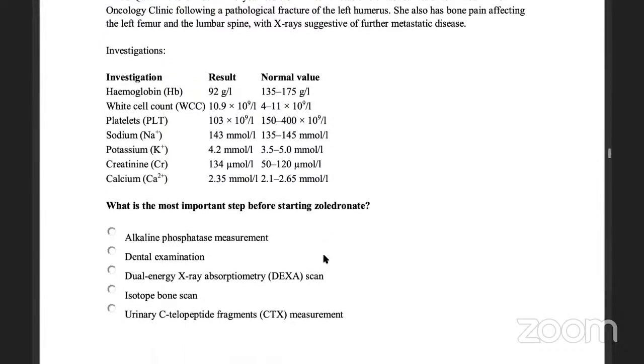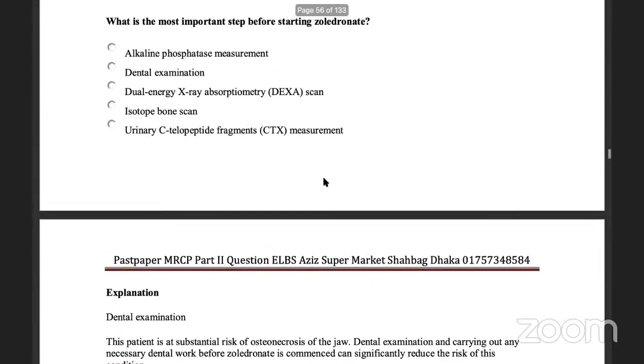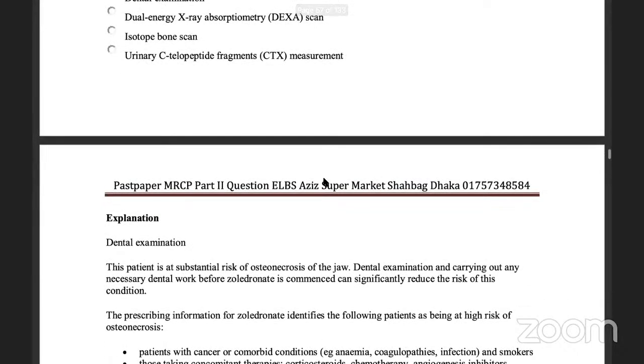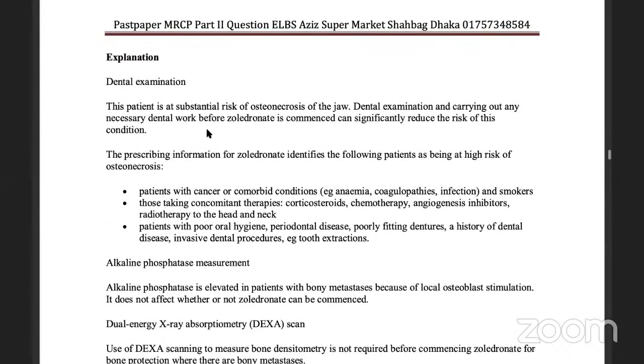I think we read that in breast mets, denosumab is the first line, right? Yes, breast mets, yes. For other metastases it's all bisphosphonates only, except for breast mets, where denosumab is the first line. Yes. So this patient is at substantial risk of osteonecrosis of the jaw.